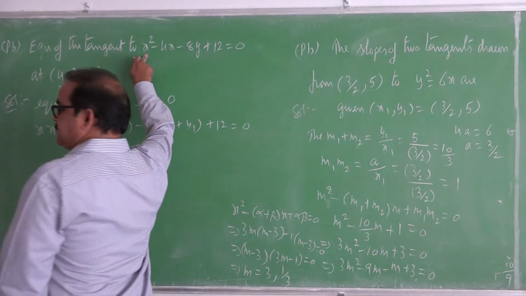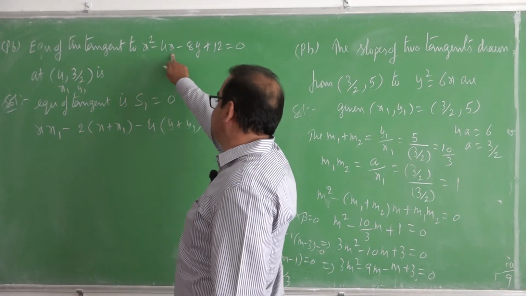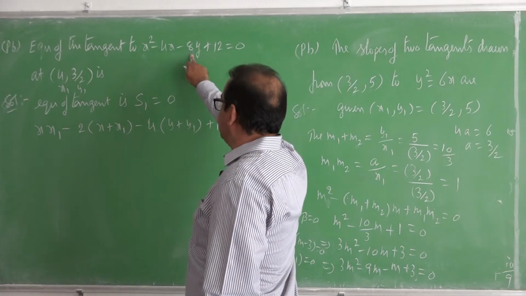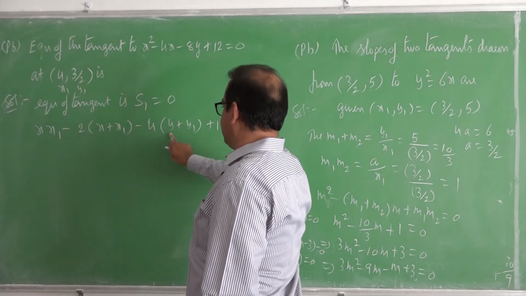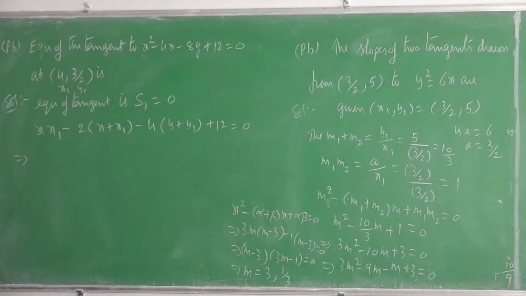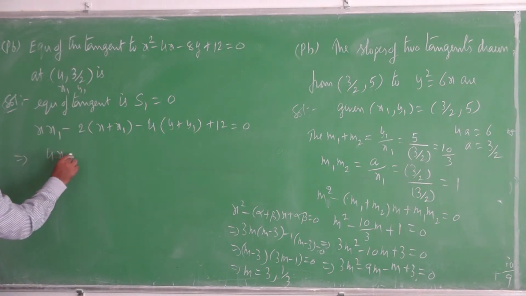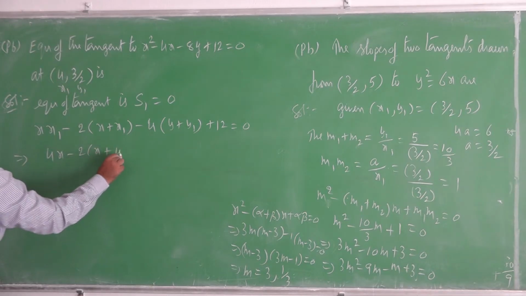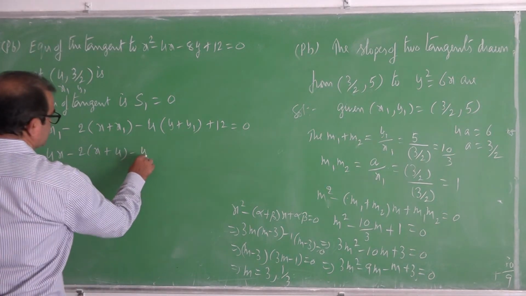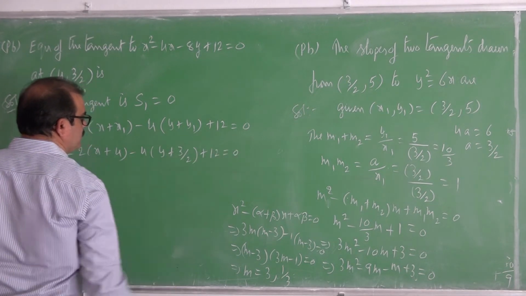Here x square is x into x. This is taken as 2 into 2x, 2x is taken as x plus x. It is taken as 4 into 2y, 2y is taken as y plus y. Substitute the point x1, y1. What is x1? 4. y1 is 3 by 2. 4x minus 2 into (x plus 4) minus 4 into (y plus 3 by 2) plus 12 is equal to 0.